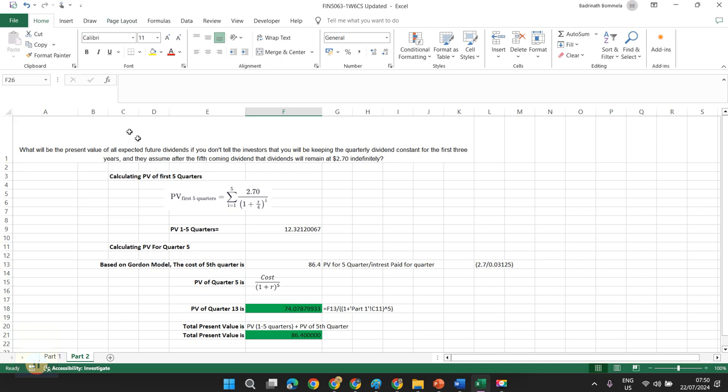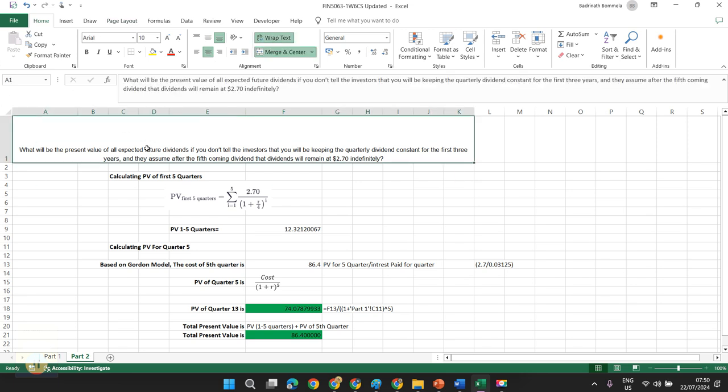So for the second strategy, what they mentioned is that for 1 to 5 years, the dividend will be changing. After that, the dividend will remain indefinitely at 2.70. So after the fifth dividend, you are not supposed to calculate any value. It will be 2.70. All right.